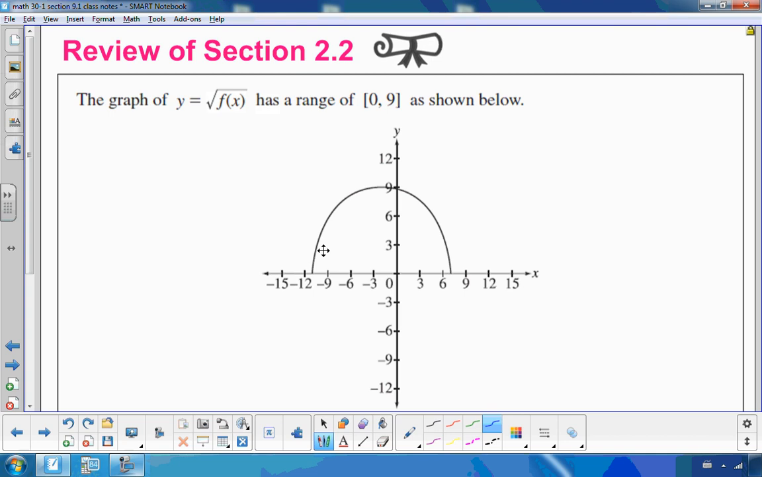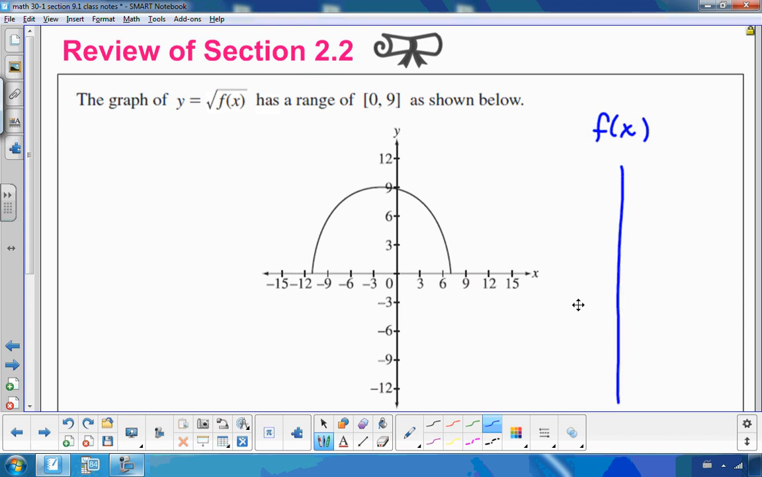Okay, in this graph, we're not given the graph of f of x, we're given the graph of the square root of f of x. We're told that it has a range of 0 and 9, 9 being the maximum point. So I can imagine what the graph of f of x would look like based on this. When I take the square root of a quadratic, it doesn't change the opening. So I know that f of x is going to be a parabola that opens down.